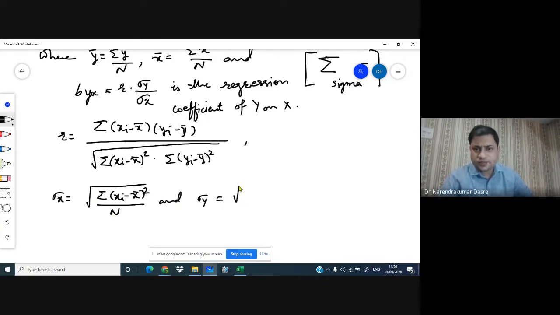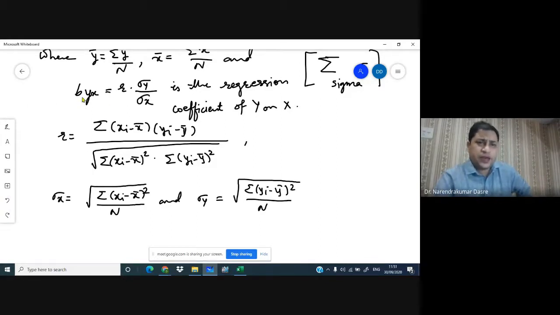So sigma y is square root of summation yi minus y bar bracket square upon n. Okay. So what you can do is, if you write this here in the definition of byx, then you can have another formula also. Okay. So what is the formula we have? See, byx is what? It is r sigma y upon sigma x. So sigma y I can write, sigma x I can write, and I can write this r.